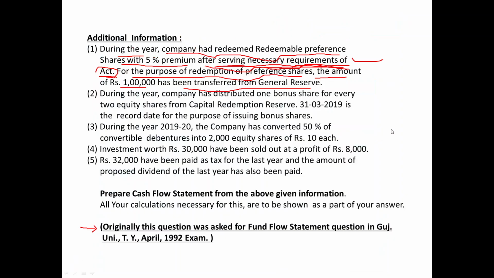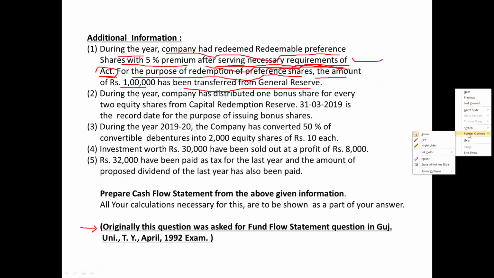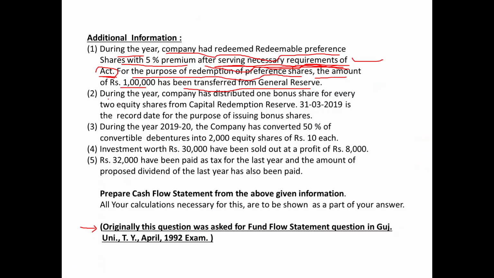Okay, after RPS, the next point, additional information, point number 2. During the year, company has distributed one bonus share for every 2 equity shares from capital redemption reserve. It means CRR has been utilized for bonus issue. As we already discussed the provisions of the Companies Act, CRR can be utilized only for issuing bonus shares to the existing shareholders. So once RPS is over, CRR can be utilized only for this one object, and that has been implemented by the company over here.